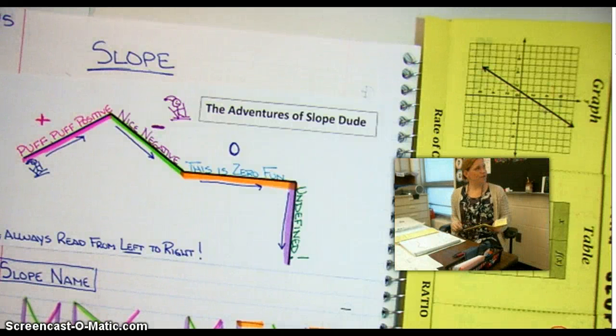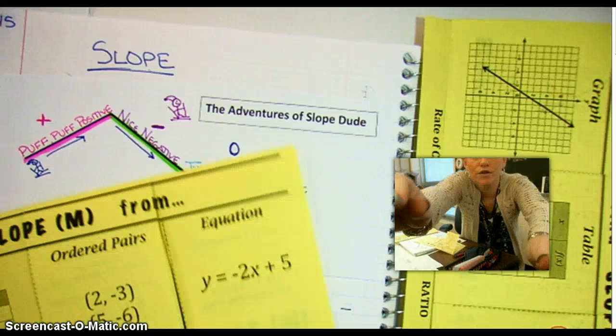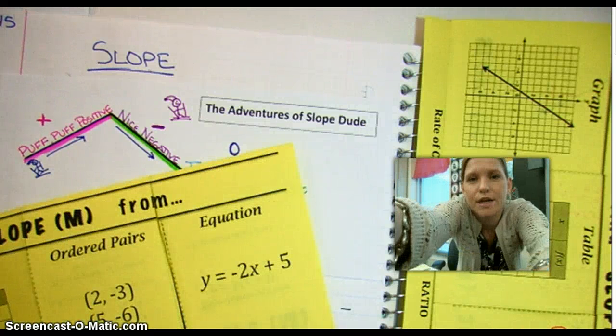All right, guys and gals, we are going to review the different types of slope.